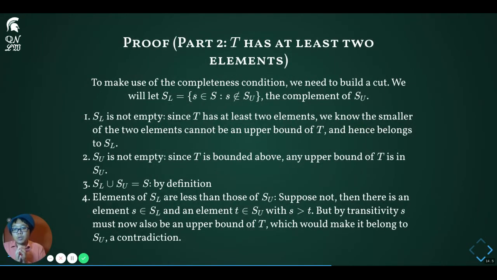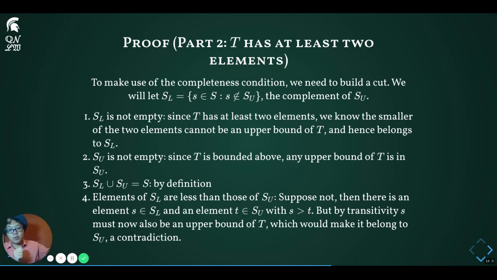The next several slides will concern the harder case where T has at least two elements and can potentially be infinite. We will need to use the completeness condition, and to do so, we need to build a cut. Our cut will keep SU as is and define SL to be anything in S that is not in SU. We can check that this is indeed a cut.